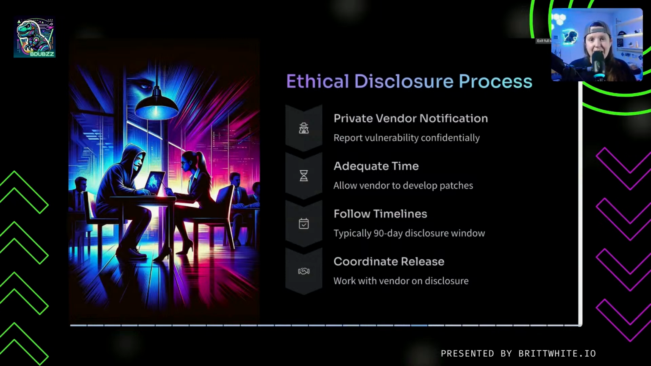Next, we give the vendor adequate time to address the problem. They need to develop and thoroughly test patches, as rush fixes can often create bigger problems. We follow established timelines, typically a 90-day disclosure window, though specific bug bounty programs might have different guidelines. This timeline provides vendors a reasonable deadline while maintaining pressure to fix the issue.